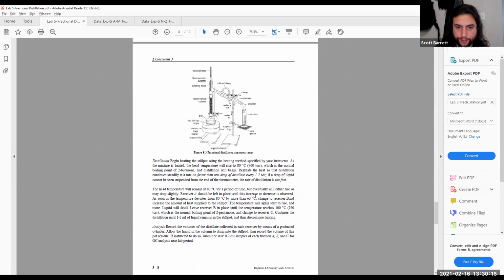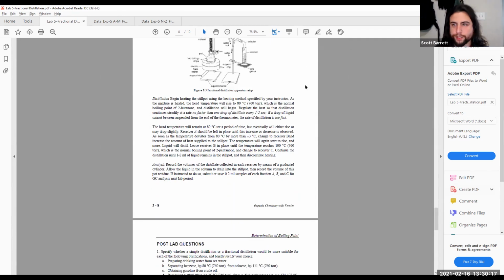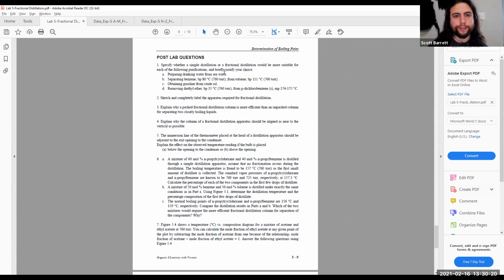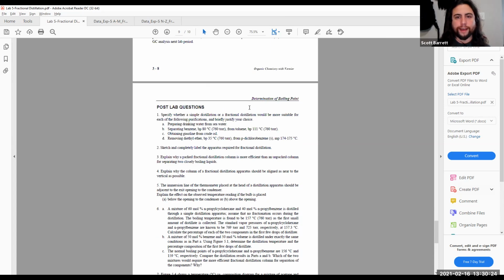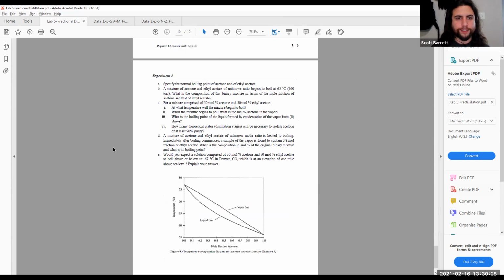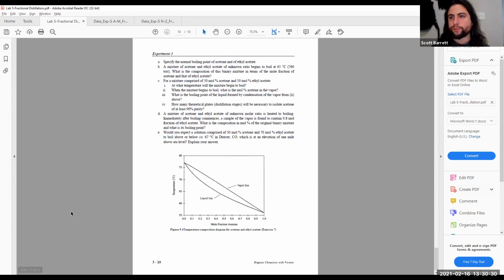Make sure to read through everything here with regards to how the procedure will be done. And then finally, come down here, complete your post-lab questions, and feel free to ask me any questions regarding these. If you need any assistance or understanding, I can always point you in the right direction and also show you some alternate resources if you need to further understand this better.